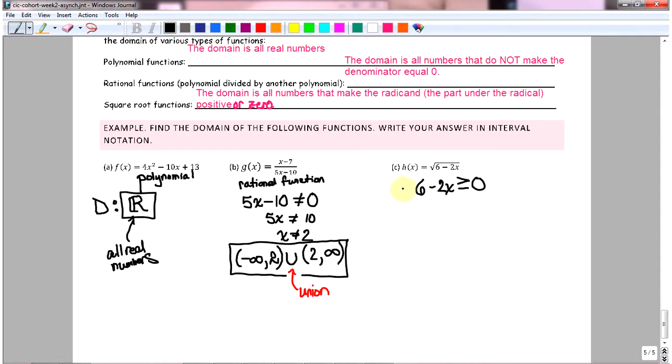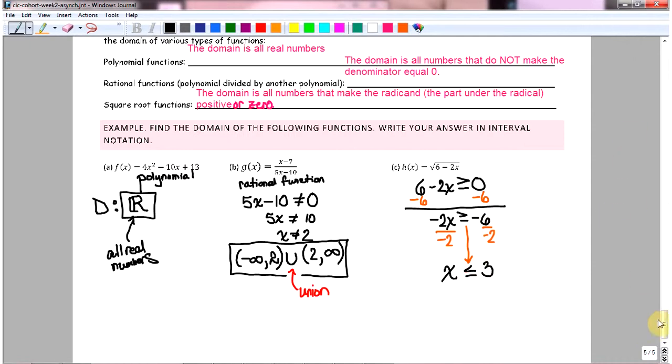So now we have a linear inequality to solve, which we saw earlier last week. We're going to subtract 6 from both sides, and that will not change the direction of our inequality. So negative 2x is greater than or equal to negative 6. Now we need to divide both sides by negative 2. Division by a negative will change the direction of our inequality, so we'll end up with x is less than or equal to a positive 3.